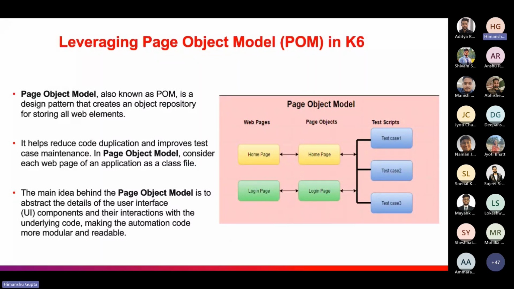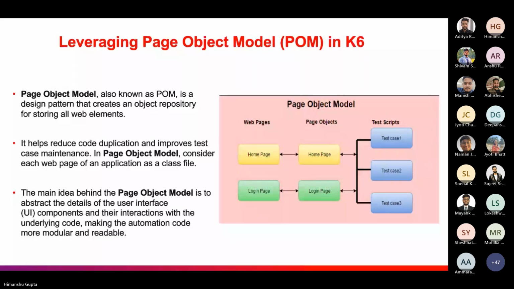The main idea behind the page object model is to abstract the details of the user interface components and their interaction with the underlying code, making the automation code more modular and readable.